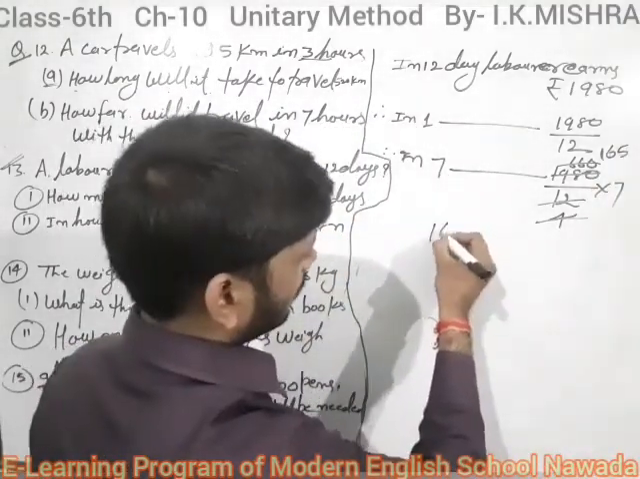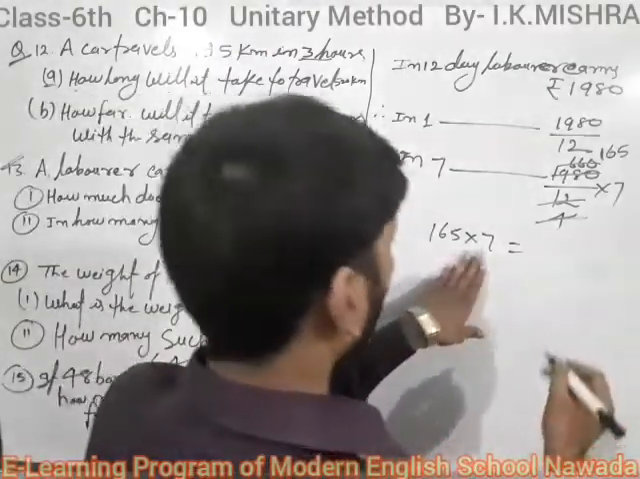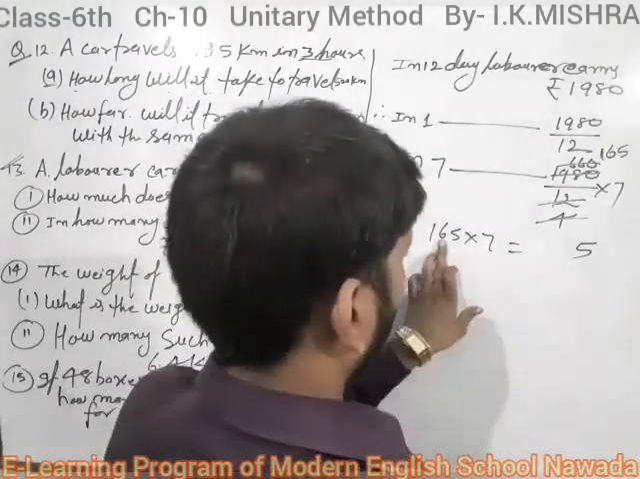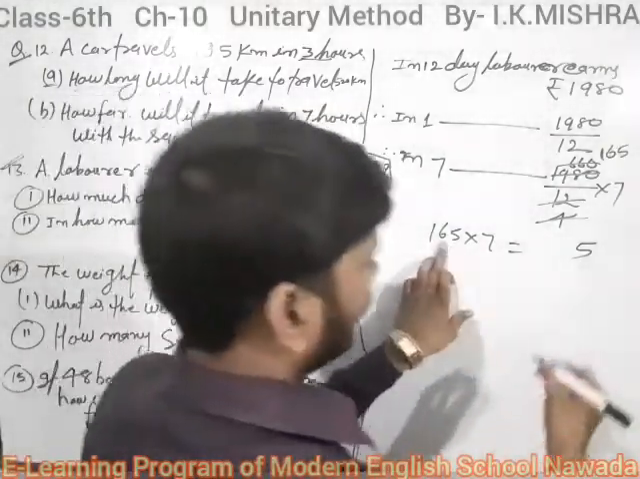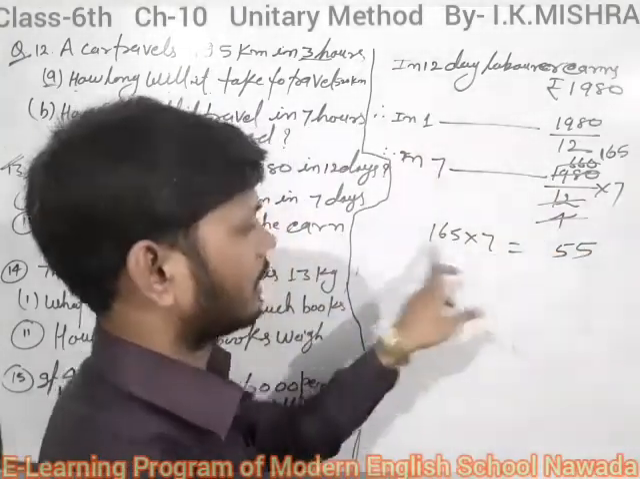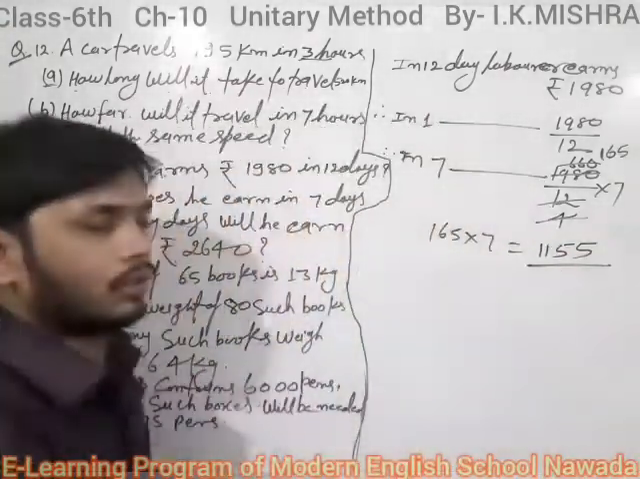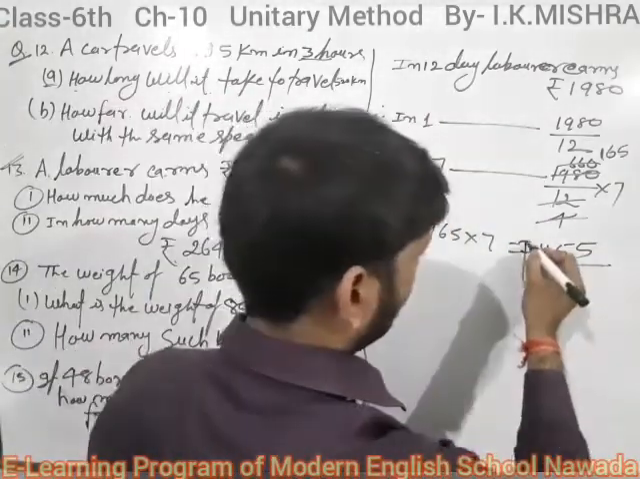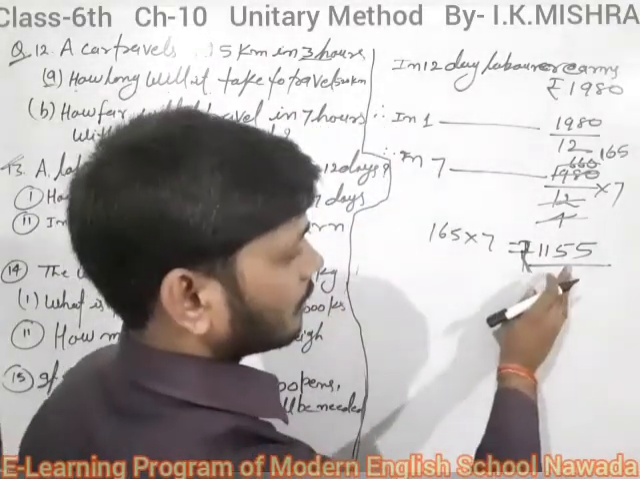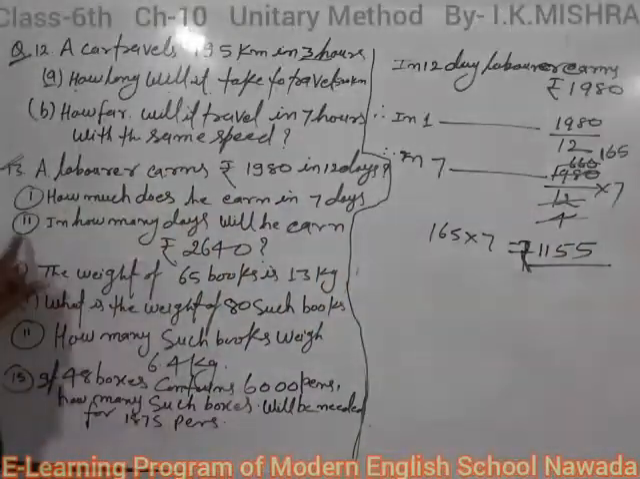That means 165 into 7. That means students, multiply here. 5 7s are 35, 5 7 6 is 42 and 3 is 45, carry 4; 7 4s are 28 and 4 is 32... so here he earns, that means in 7 days he earns rupees 1155. Clear students? Now proceed to question number 2.